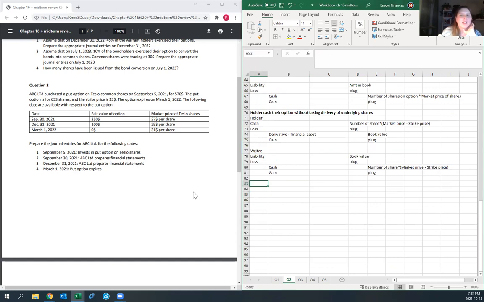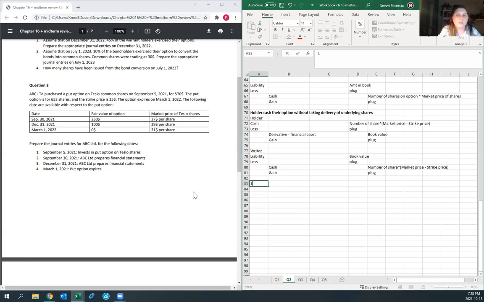Okay. So ABC Limited purchased a put option on Tesla common shares on September 5th, 2021 for $570. The put option is for 653 shares and the strike price is $25. The option expires on March 1st, 2022. The following dates are available with respect to the put option. They give you different dates with the fair value of the option and the market price of the Tesla shares on these dates. They're asking you to prepare the journal entries for each of the dates.